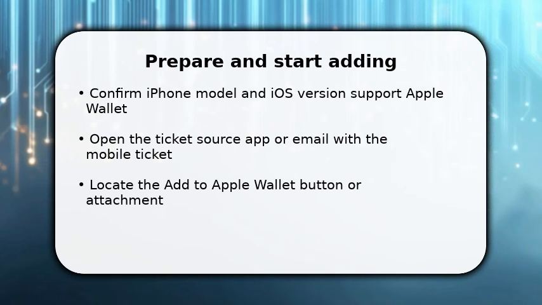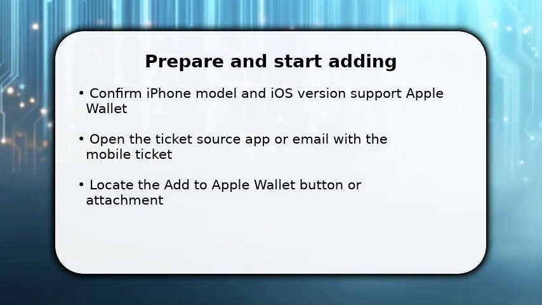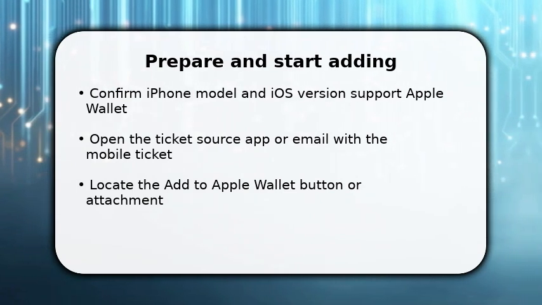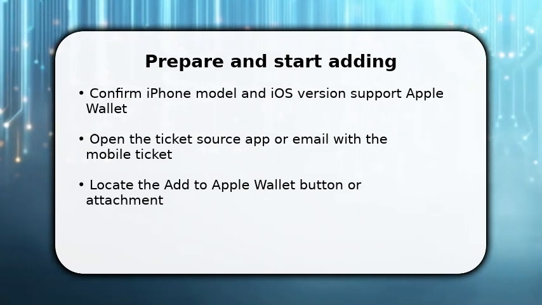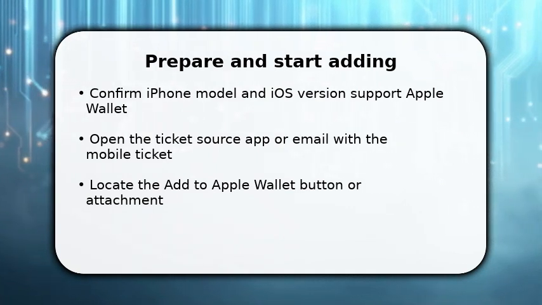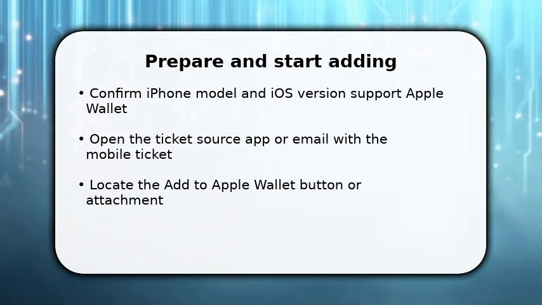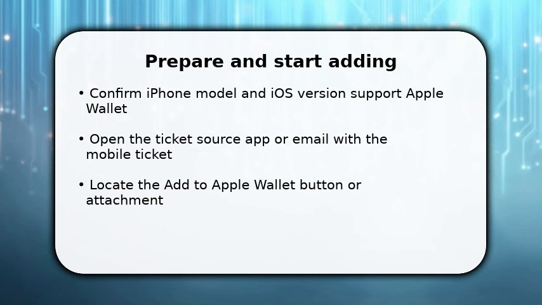You're ready to add a ticket. First, confirm your iPhone and iOS support Wallet so there are no surprises. Open the app or email that contains the ticket and find the Add to Apple Wallet button, pass, or attachment. Tap it now. Once you do, the Wallet preview appears so you can inspect details like event time and seat.